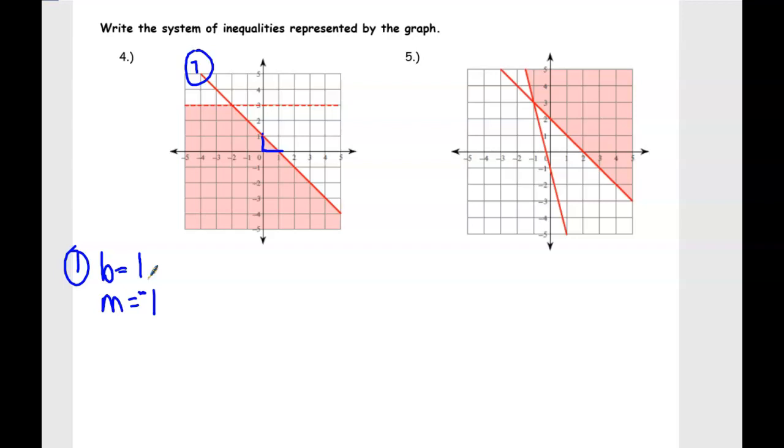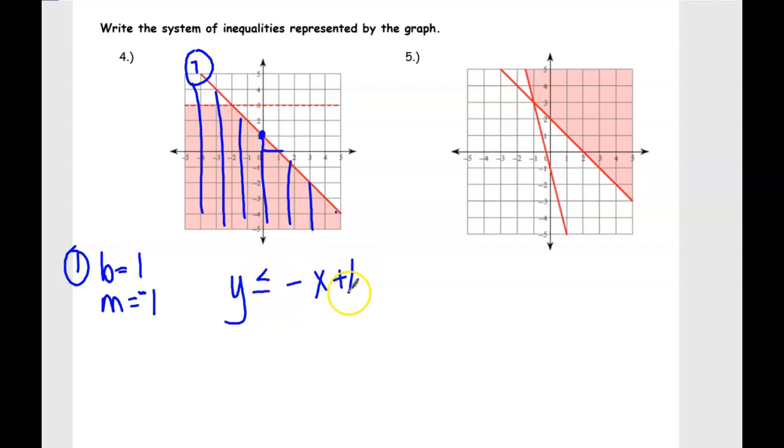It's a solid line, and I need to know the shading. In order to make this the shaded region, I'm shading below the line like this. So my y-intercept, you can see it's the values less than it. So this is going to be y is less than or equal to -x plus 1. Okay, so there's one of the inequalities.